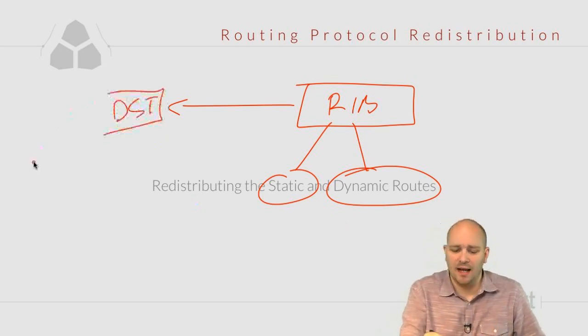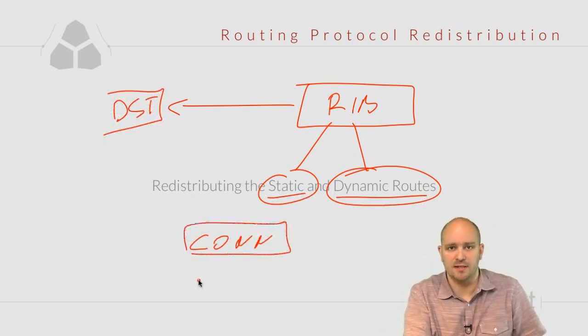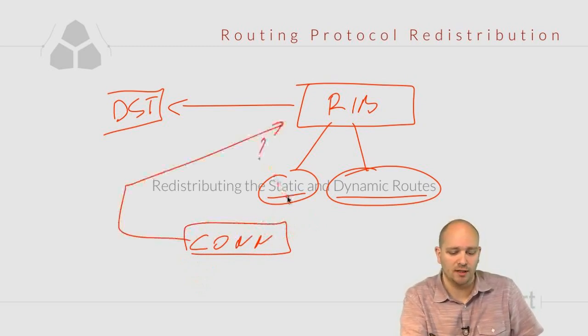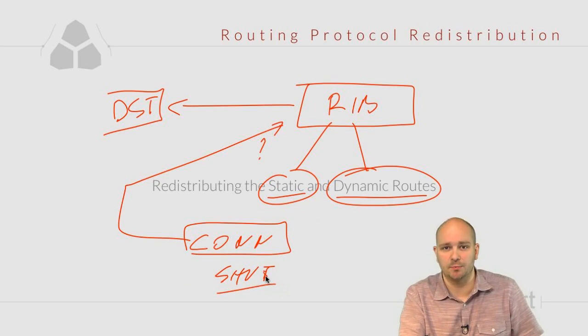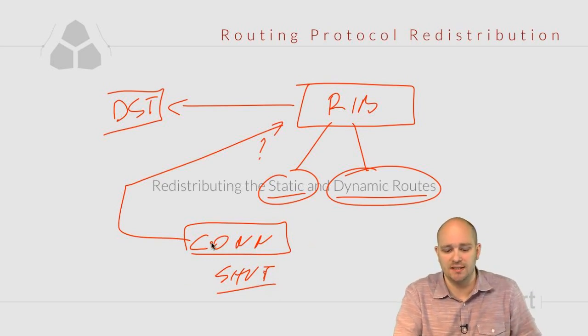Now, I'm singling out static and dynamic routes. What about connected routes? How are they redistributed? Well, think about it. Can we have a connected route that is not in the routing table? Well, the only way we can have it is if this interface is shut down. In that case, the route disappears from the routing table. And even the connected routes are treated the same way.